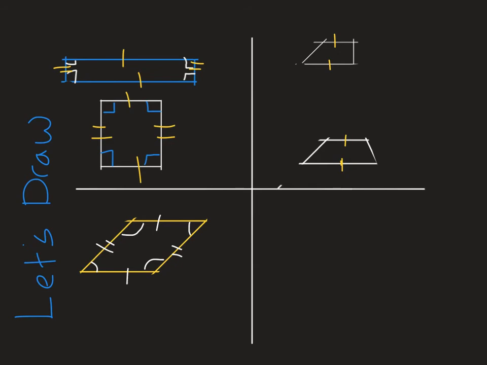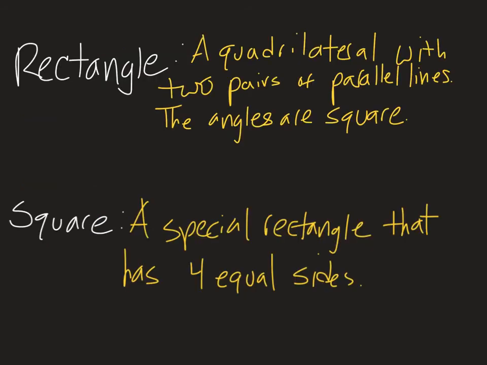Okay, so let's take one last look, and we're going to identify the shape's name and draw an example of each shape. Here, we're looking at rectangles and squares. A rectangle is a quadrilateral with 2 pairs of parallel lines, and the angles are square. A square is a special rectangle that has 4 equal sides. So to draw some examples of these, you'll see here that a rectangle is not necessarily every side is equal, whereas a square will end up as all sides are equal.